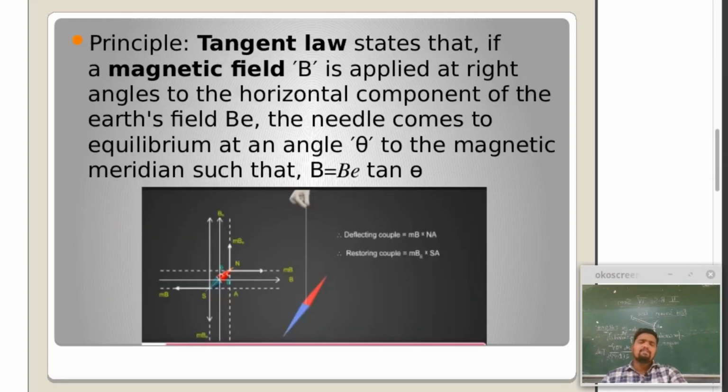The principle of this experiment is the tangent law. It states that if a magnetic field B is applied at right angle to the horizontal component of the earth's magnetic field BE, the needle comes to equilibrium at an angle theta to the magnetic meridian such that B equals BE tan theta, or we can say B by BE equals tan theta.